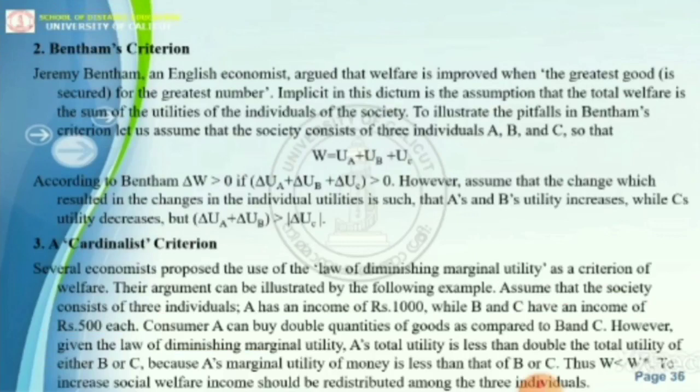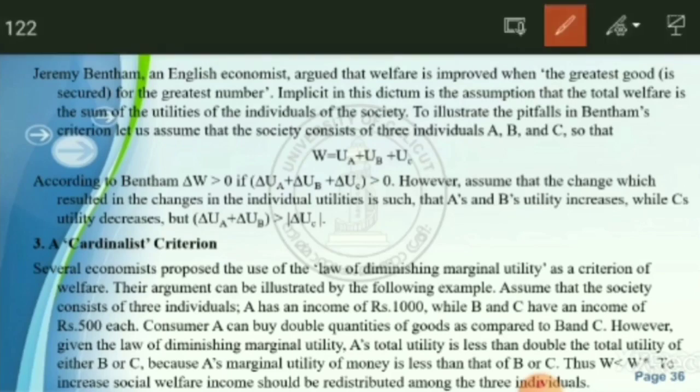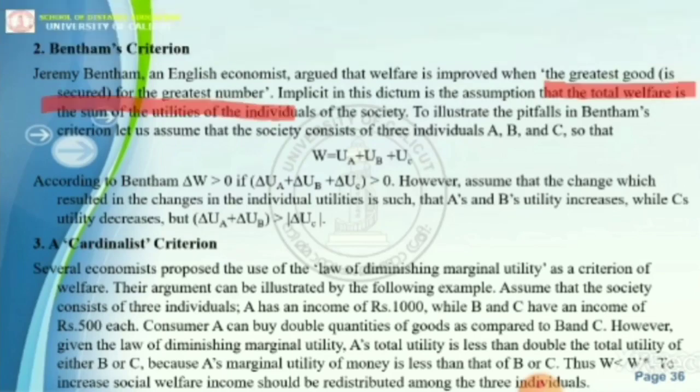Jeremy Bentham brought utilitarianism; he is our economist, right? Jeremy Bentham, an English economist, argued that welfare is improved when there is the greatest good for the greatest number. It's very, very important, right? Greatest good for the greatest number is whose concept? Jeremy Bentham's concept. Implicit in this dictum is the assumption that the total welfare is the sum of the utilities of the individuals of the society.